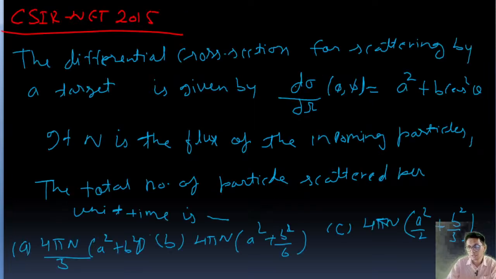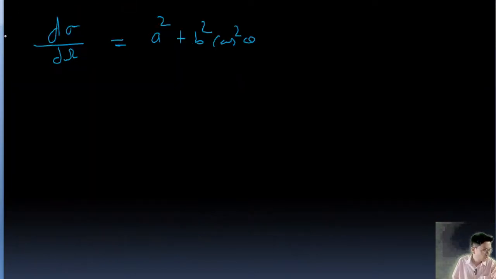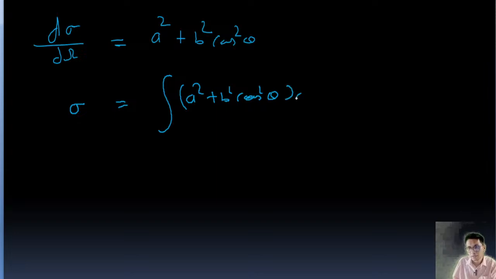Have we made any mistake? No, this is b square, guys. Okay, simple now. So from here the value of sigma is going to be the integration of a square plus b square cos square theta d omega. Now we'll integrate it. So sigma equals a square, which we take outside, times the integral of d omega.